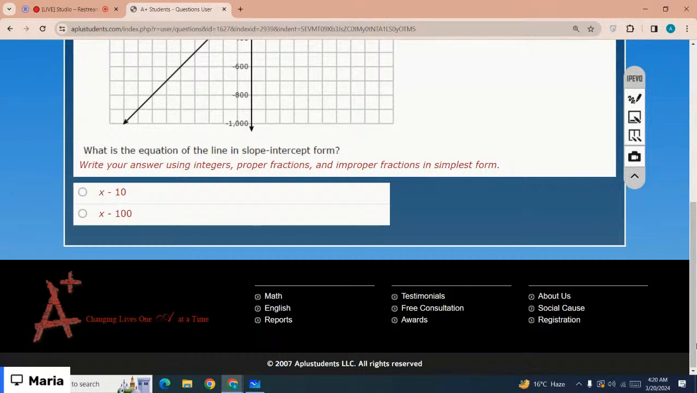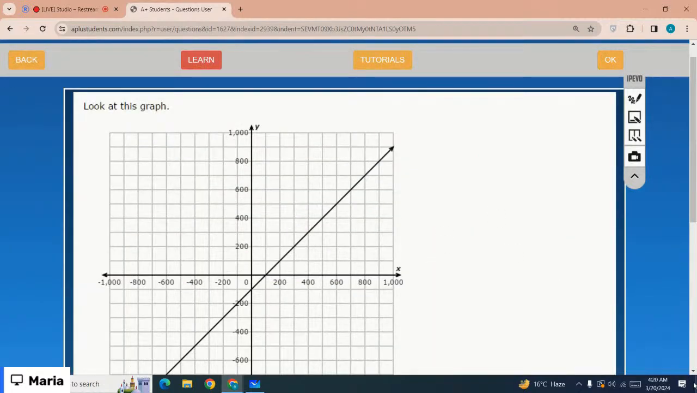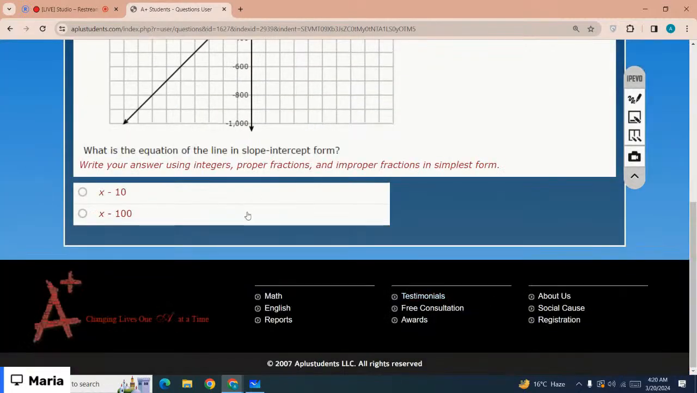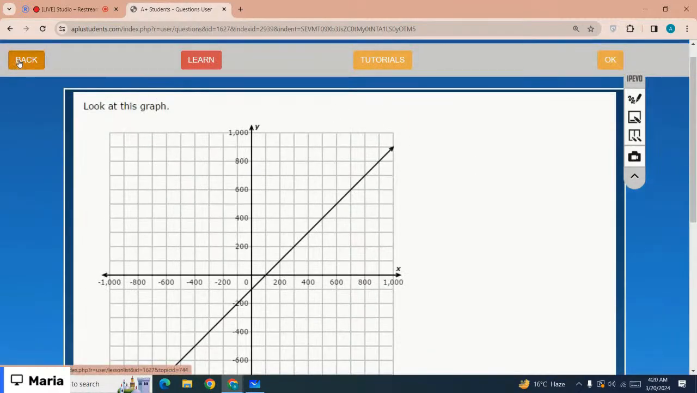Yes, the correct option is x minus 100. Okay, you can complete the lesson by yourself later today. Let me just move on to the next lesson.